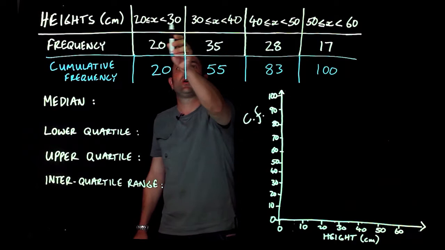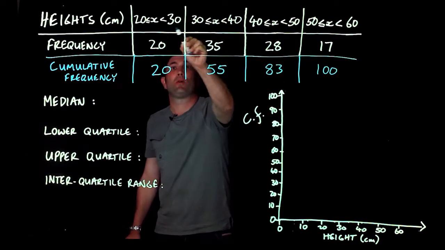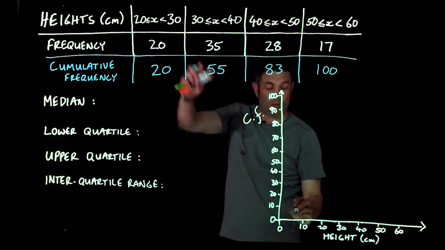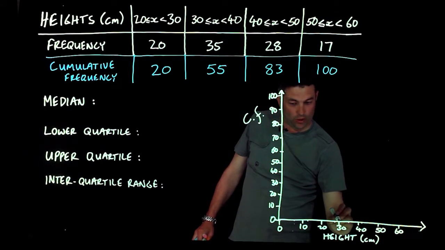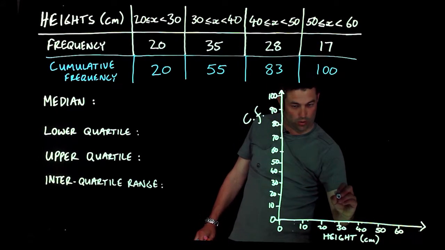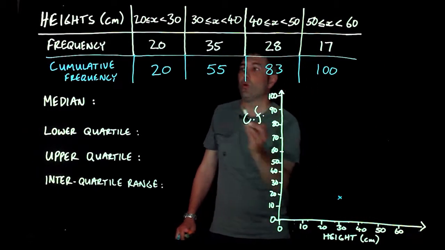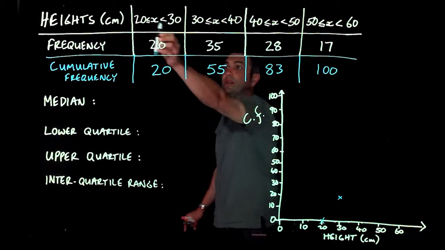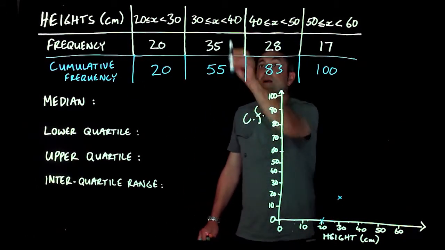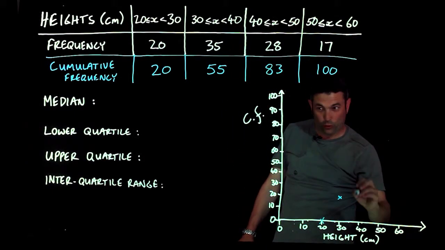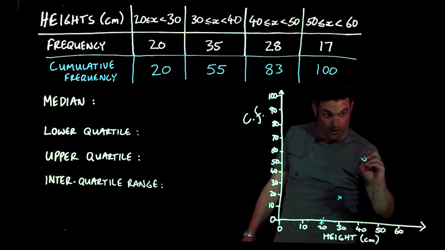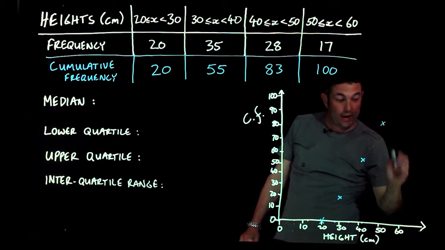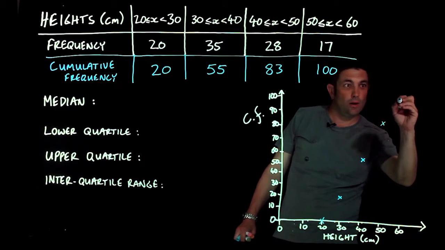Now, because this is continuous, I'm going to plot at the top of each group. So in this case, it's 30. It's 20 to 30, so I go 30, and then it's 20 here. So I'm going to plot that about there. What I would also do is, at the bottom of the bottom group, put 0. There's nothing below 20, is there? Okay, so put a little cross there. Now, 40, I've got to plot 55, so 40 goes up to 55, which is about there. 50, I've got 83, which is about there, and 60, we've got all of them up to 60.